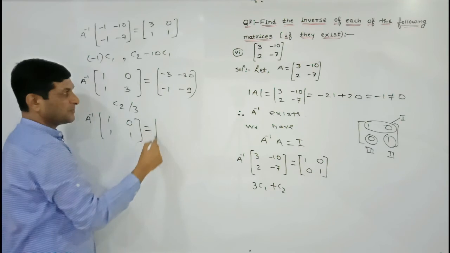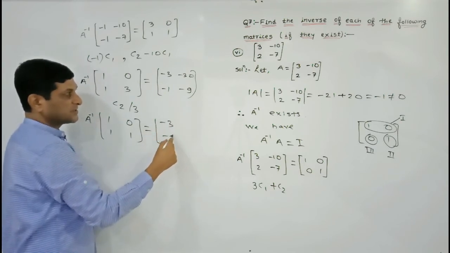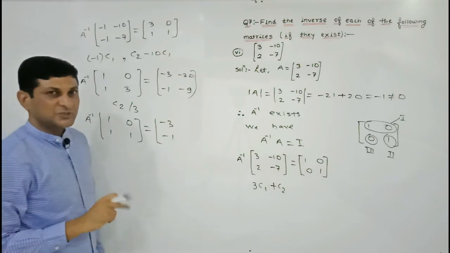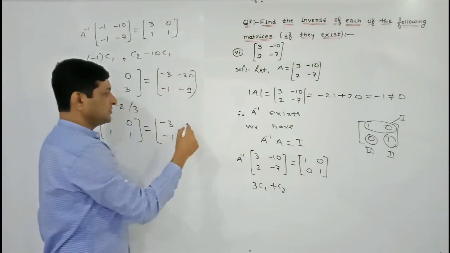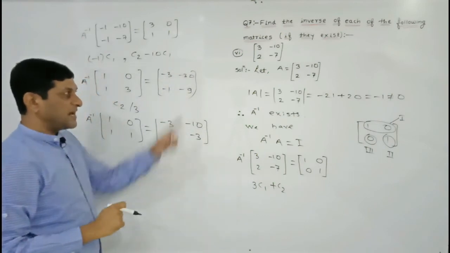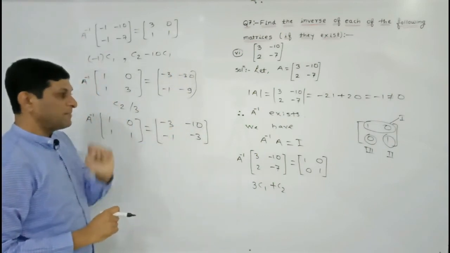On this side also perform the same operation on C2. So these are the elements of C2 and we are dividing C2 by 3. Minus 30 upon 3 is minus 10. Minus 3. So in this way we are dividing the elements of the second column by 3.